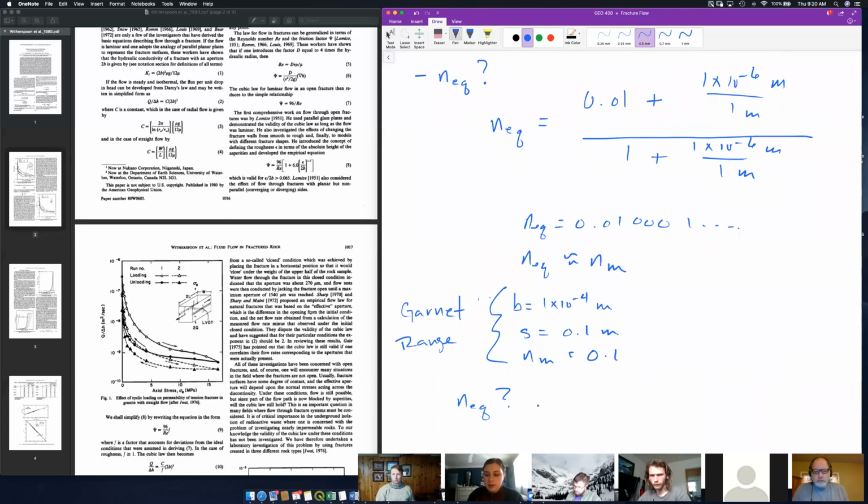Rounding up, I get about 0.1009. Okay. 0.1009. Still pretty close to the matrix porosity.